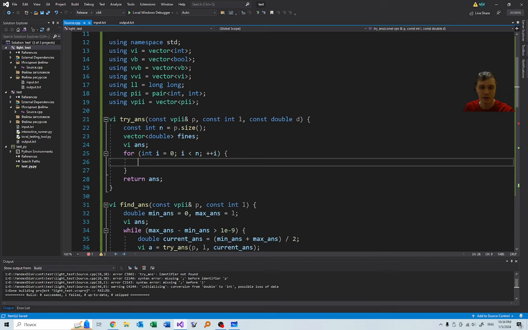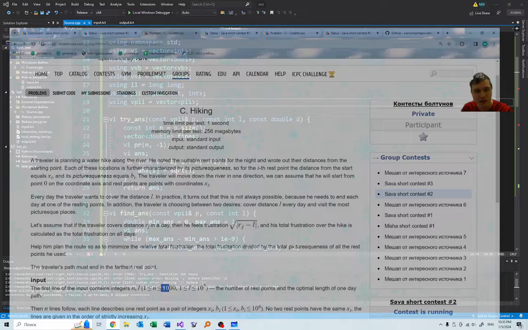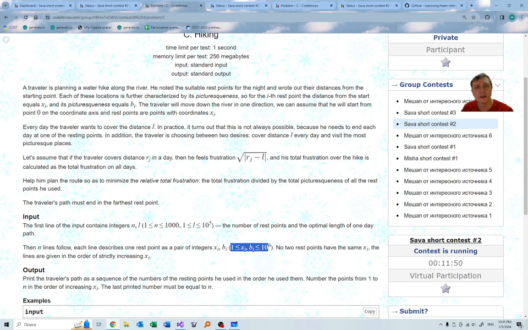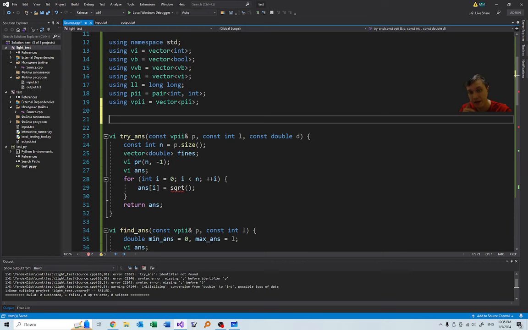Okay. So first of all, let's also make vector int pref, which says from where we should go to this vertex. First of all, we say that for all vertices it is minus 1. Minus 1 is the beginning. And ans I is the square root. Actually, I think we will need to recalculate all square roots. Is it okay to recalculate all square roots? I think it can be fine.